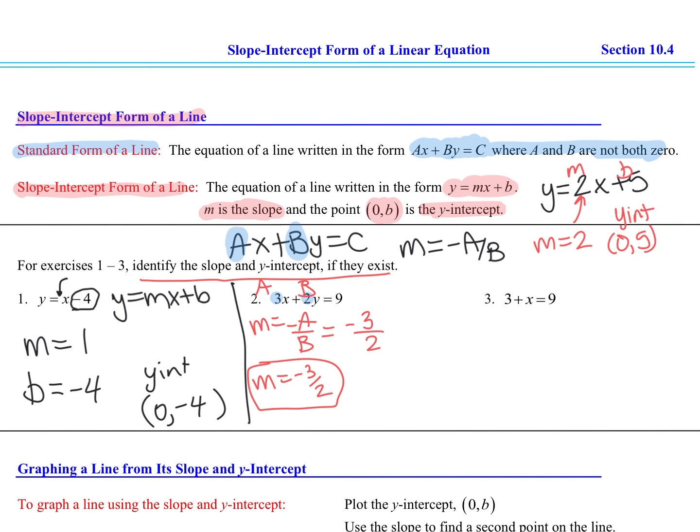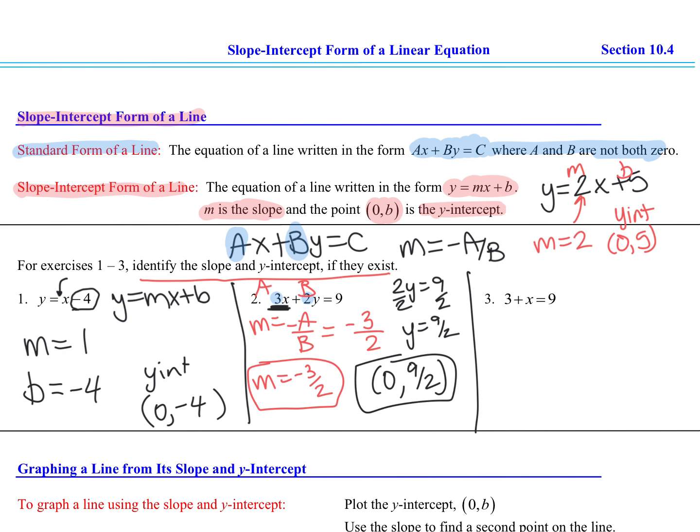Now, to find the y-intercept, we can plug 0 in for x. If I plug 0 in for x right here, I'm just going to have 2y equals 9, and then I can divide both sides by 2. And so my y-intercept is 9/2, which I could also write as (0, 9/2).